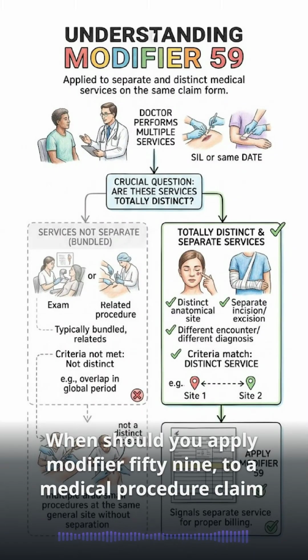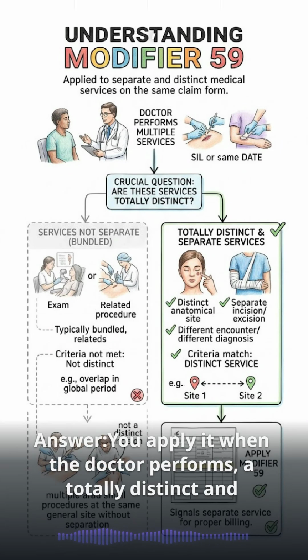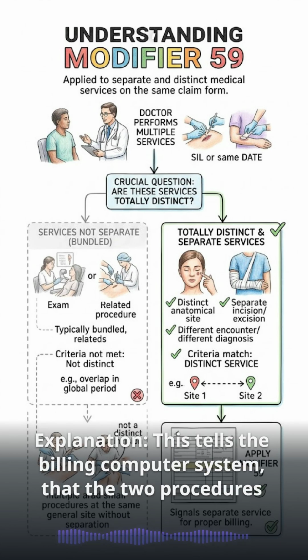23. When should you apply modifier 59 to a medical procedure claim form? You apply it when the doctor performs a totally distinct and separate medical service. This tells the billing computer system that the two procedures should not be grouped together.